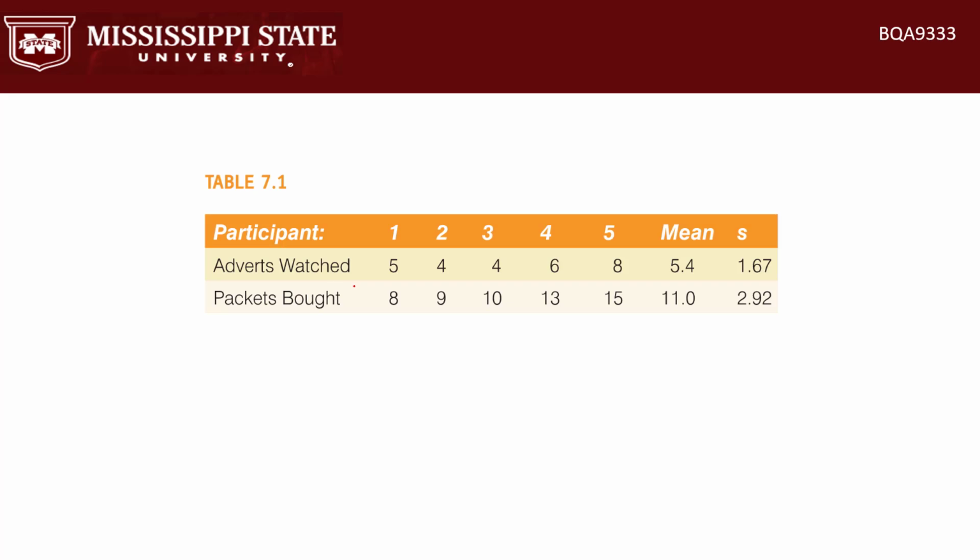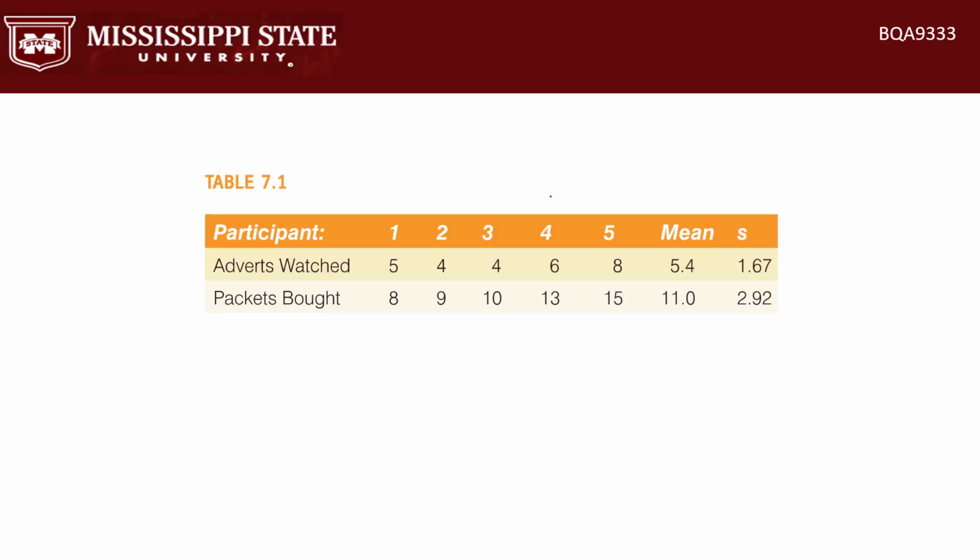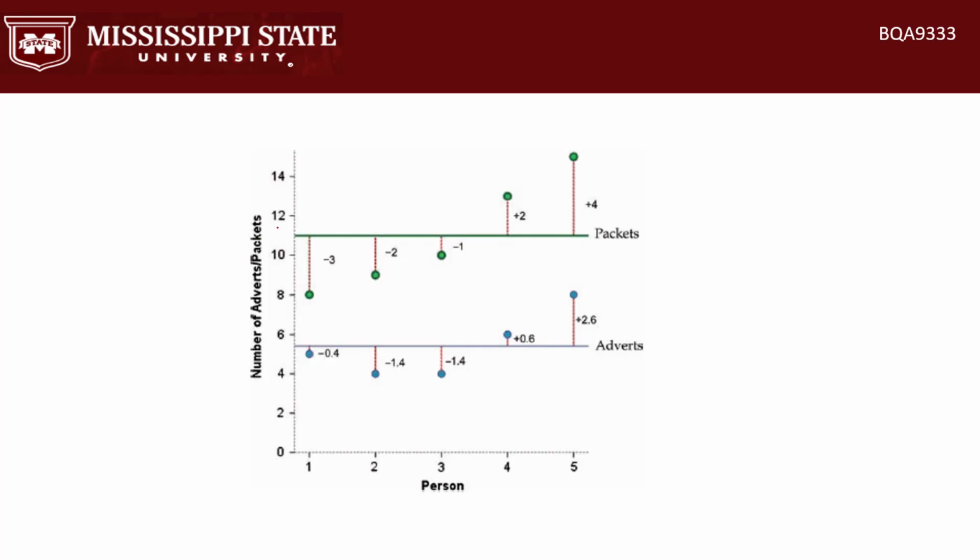Generally, unless we're really incompetent with our adverts, there should be a positive relationship. Here we've calculated the mean of each of these variables, and we also calculated the standard deviation, which we're going to use in a minute. So we've got adverts, packets, mean, and standard deviation. Now if you look here, you can see it's not a perfect relationship, but generally, and this is the key for covariation, this is the average.